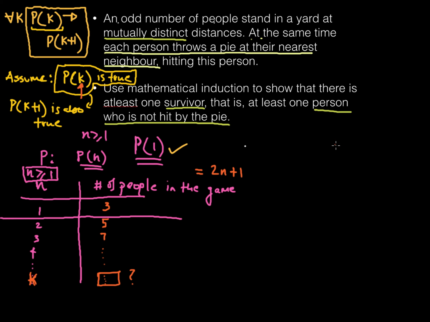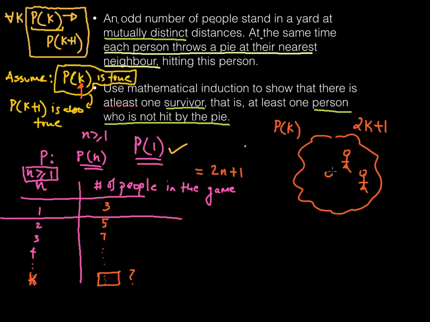And I already know p of k is true. So let's say this entire orange box represents the number of people, which is 2k plus 1. This is 2k plus 1, the number of people actually playing the game. Okay, and again, this is for the expression p of k, but I know it's true. So I've got these 2k plus 1 people in there. I'm just drawing them arbitrarily right now. When I add these guys up, they'll all be equal to 2k plus 1. And we are assuming that p of k is true.